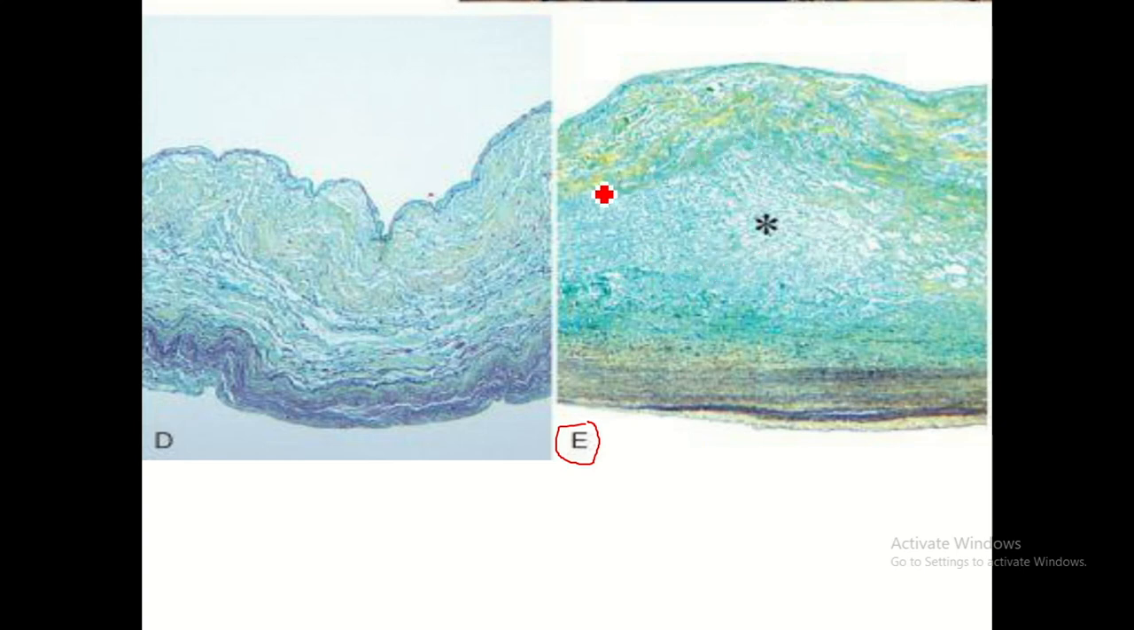Here if you see, the collagen which is yellow in the spongiosa layer is loose and there is marked thickening of the spongiosa layer with deposition of proteoglycan, and in the atrialis layer disorganized elastin is present.